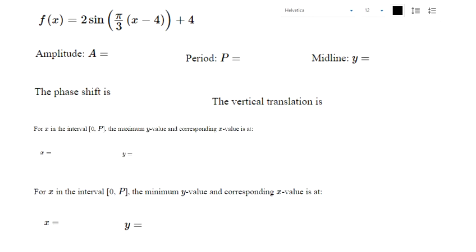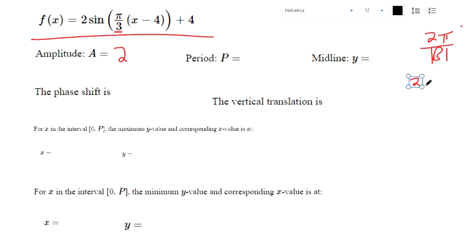So we have this trigonometric function up here, f of x equals 2 sine, and so on. The amplitude is the coefficient of the trig function, so the amplitude is 2. The period for sine and cosine is always found by taking 2 pi and dividing it by the absolute value of b, just the positive value of b, where b is this value here. B is pi over 3.